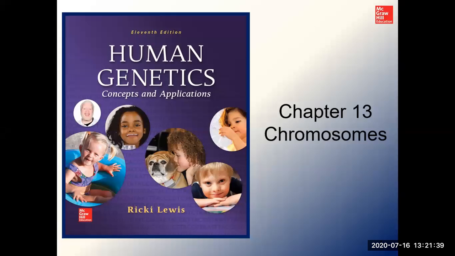So today's lecture, we are going to talk about chromosomes, our genetic material, which is present inside the nucleus. When the cell is not dividing, you see the chromosomes as long, thin threads, and then they are known as chromatin.